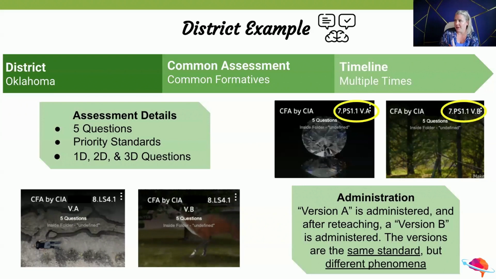So I want to point this out here. These two up here, the one with the diamond and the one with the forest, both of these are 7PS11. So the same standard, but they picked questions from a diamond phenomena for version A, and then they picked questions from the forest phenomena for version B. And then you can see another example here for 8LS41. They've got a version A and a version B.